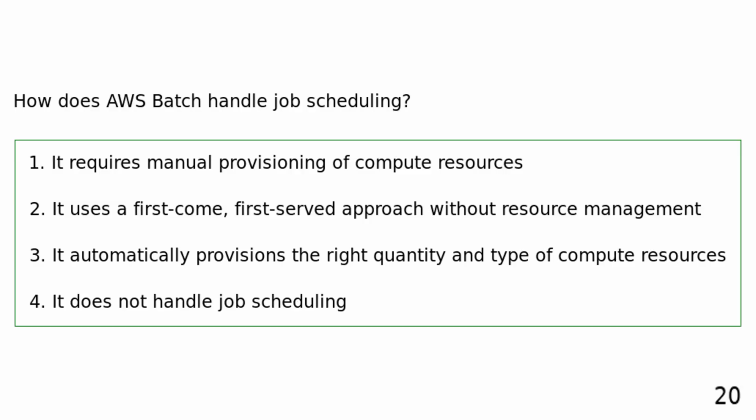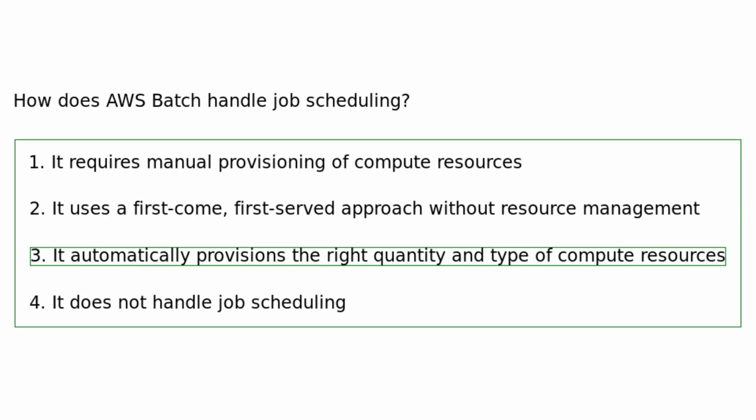How does AWS Batch handle job scheduling? It requires manual provisioning of compute resources. It uses a first-come, first-served approach without resource management. It automatically provisions the right quantity and type of compute resources. It does not handle job scheduling. AWS Batch automatically provisions and scales compute resources based on the job requirements and scheduling policies.